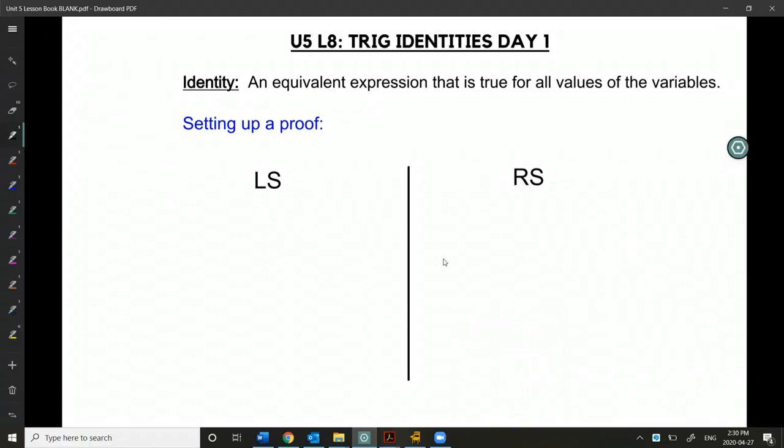Hi everyone, today I'm going to do an introduction to trig identities. So if you have no experience proving trig identities, this is a great lesson to get you started. So firstly, we need to know what an identity is.